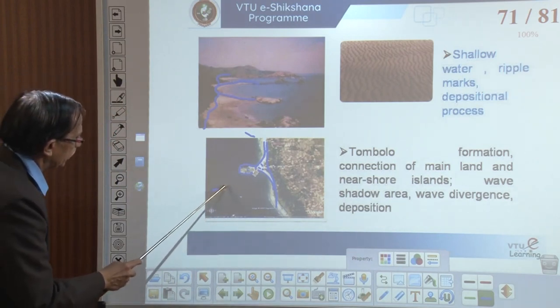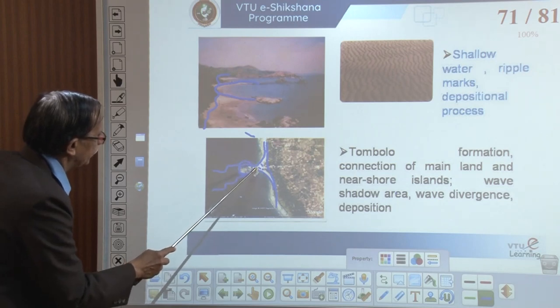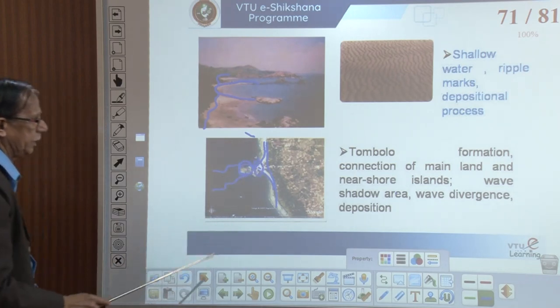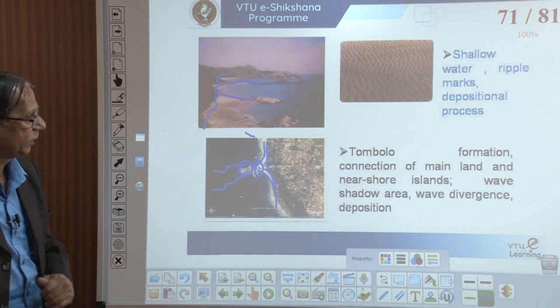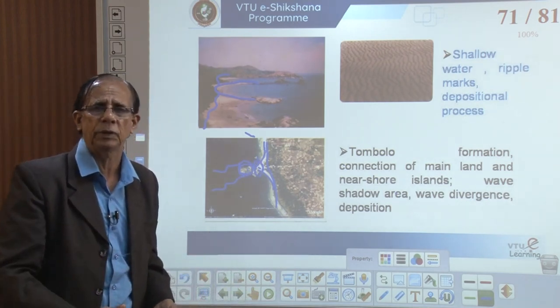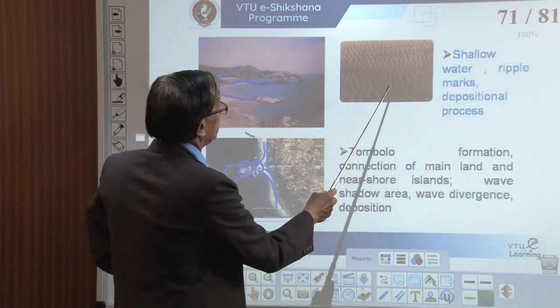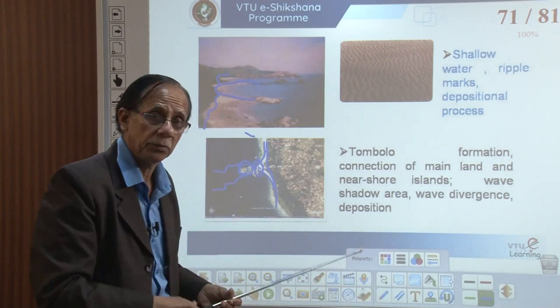There are waves coming. This island offsets the waves, therefore there is no wave activity; it is a wave shadow area. Once it is a wave shadow area, it is a site of deposition. By deposition, shallow features can be formed. And these are all indications of shallow water features.